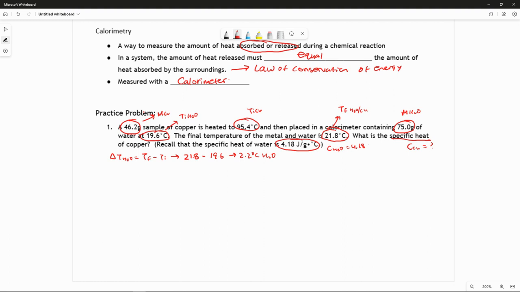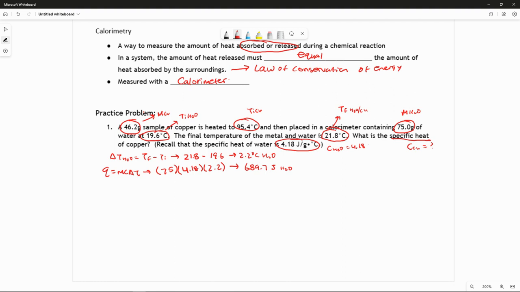All right, now we can set our Q equals mc delta T equation up. Q equals m times C times delta T. And mass of water is going to be 75 grams right here, times the C value of water, which is given right here, 4.18, times delta T, which we calculated here, 2.2. When we multiply all three of these numbers together, we're going to get a heat value for water of 689.7 joules, which is our heat.